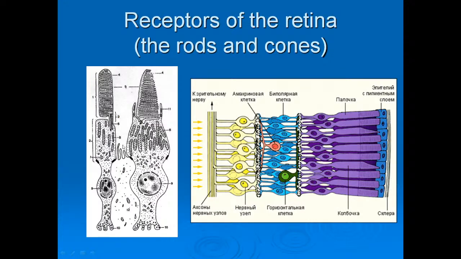Also you can see receptors of the retina, the rods and cones. You must know these types of the receptors, the rods and cones. This is the layer of the receptors of the retina.